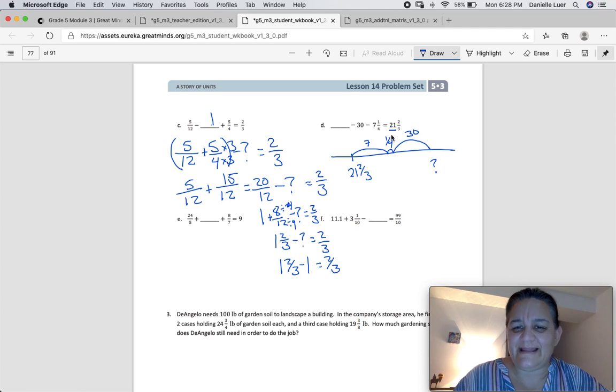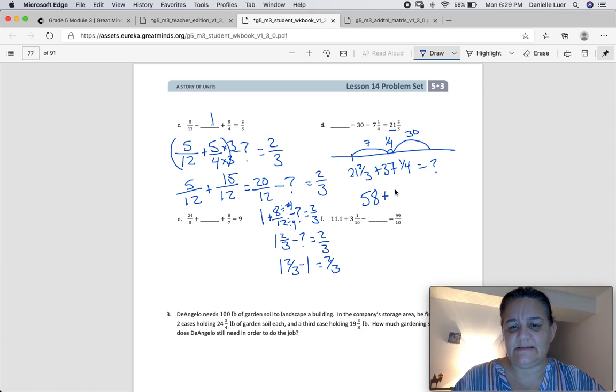Okay, so I'm going to go ahead and add these right away. So 7 and 30 are 37. Okay, so 21 2/3 plus 37 1/4 equals whatever we're going to try and figure out here. So let's try this. 21 plus 37 would be 58. And 2/3 and 1/4, so we're going to need to turn that into 12s. Plus 8/12 and 3/12 equals 58 and 11/12.